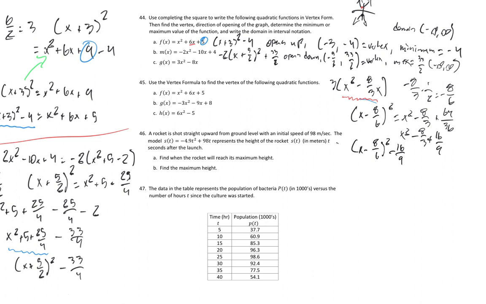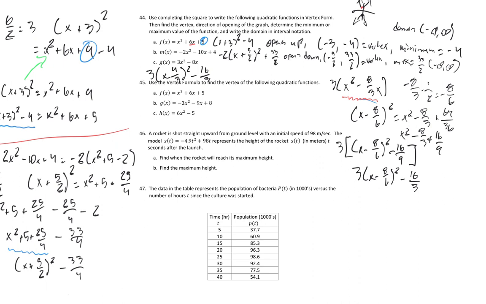Well, now we can remember our 3. Everything gets multiplied by 3, so 3 times x minus 8 over 6 quantity squared minus 16 over 3. And nice, we are now in vertex form. We can simplify that 8 over 6 also to 4 over 3, so write 3 times x minus 4 over 3 squared minus 16 over 3.